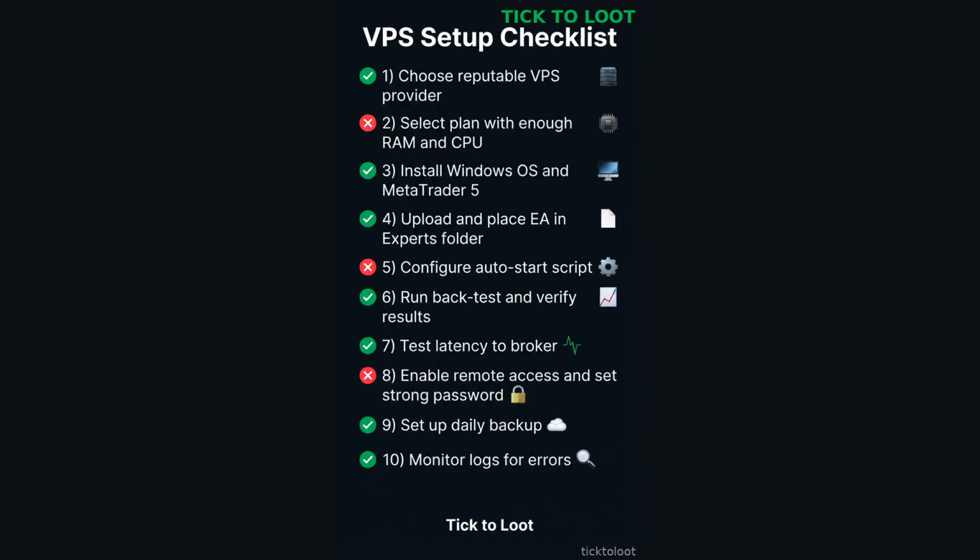By ticking off each of these items, you ensure that your VPS environment is robust, fast, and safe, giving your EA the best possible chance to perform as intended while you focus on broader trading decisions.